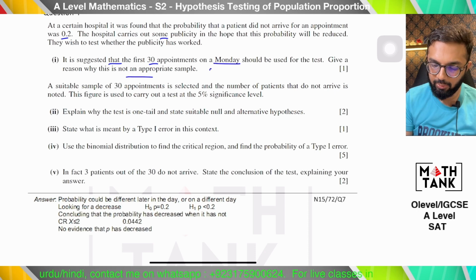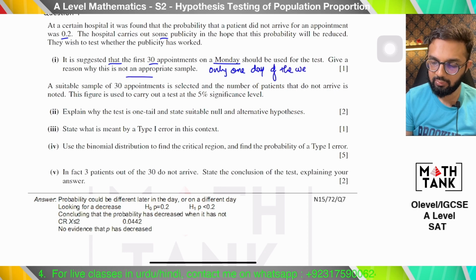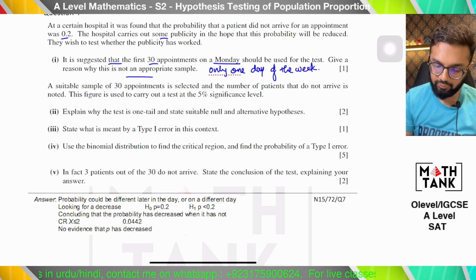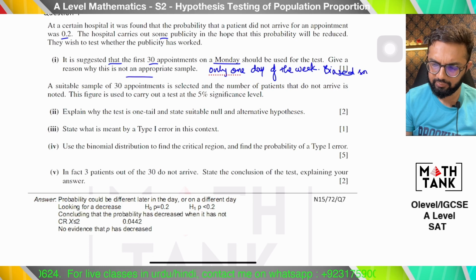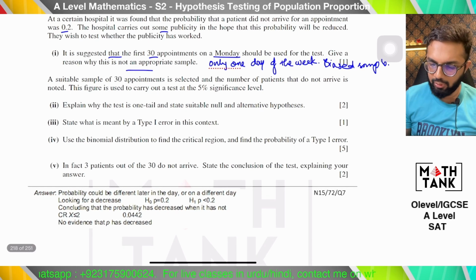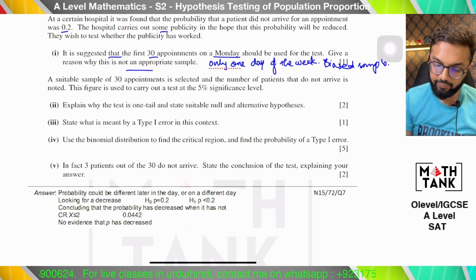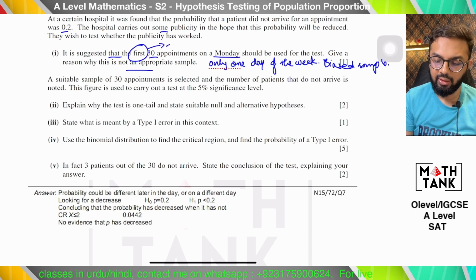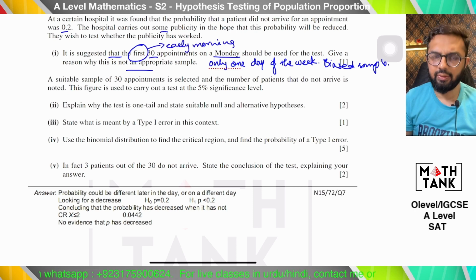Okay, Monday is only 1 day of the week. So, biased sample. Or the first 30 appointments, so early morning. That's another bias in the sample.